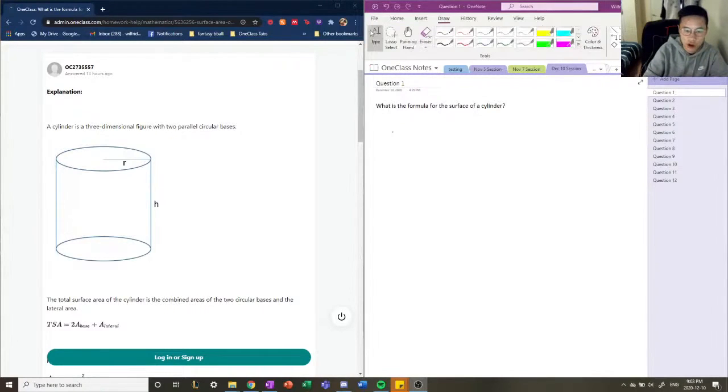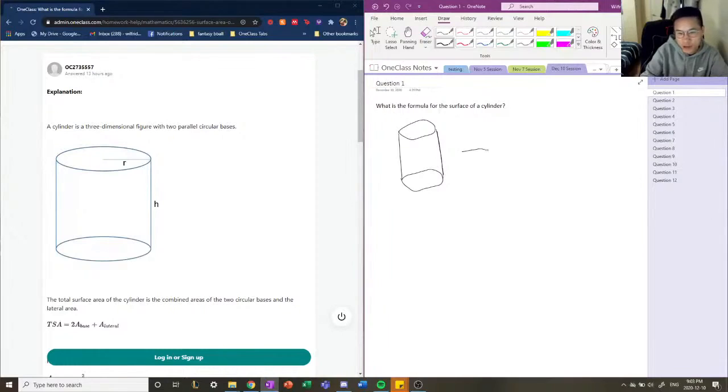So let me try to draw a cylinder for you guys first. Oh, okay. This is going to be really hard. Let me try drawing it. Some sticks first. All right, so this is my cylinder. Sorry for the really ugly drawing here. Okay, so this is my cylinder here.